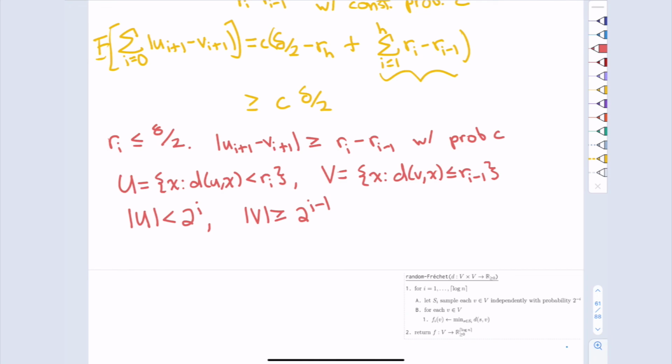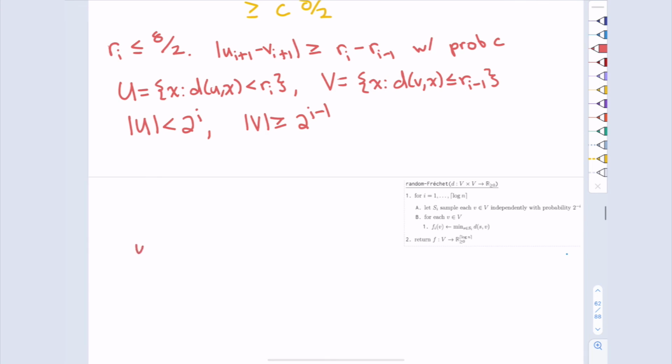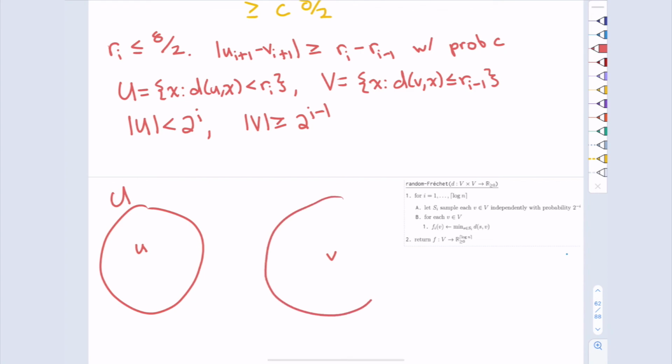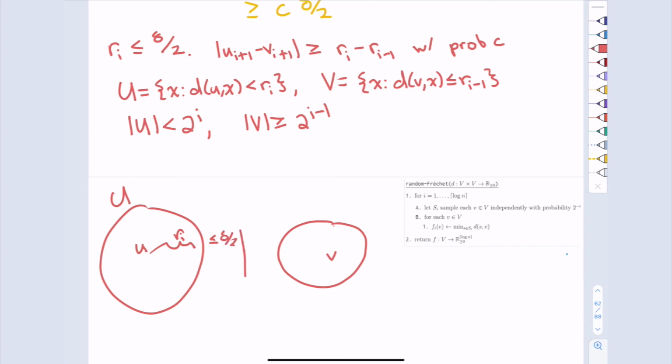Let's look at this. You have this point u contained in this set U, and you have this point v contained in this set V. It should be a smaller radius, right? And I'm assuming that the radius r_i was less than delta over 2. Delta over 2 would be the midpoint between them, so these balls are disjoint.